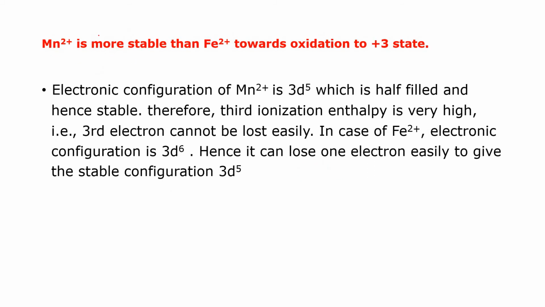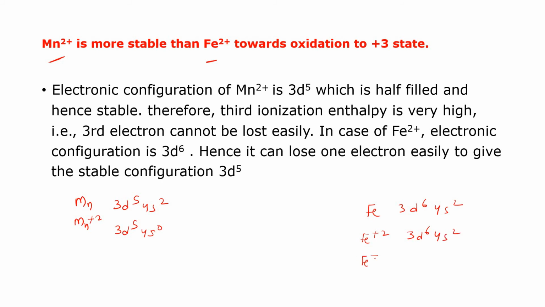Manganese +2 and Fe +2, if you consider these two, which is more stable towards +3 oxidation state? See, I have taken manganese here, 3d5 4s2. Here I am taking iron, 3d6 4s2. First of all, we see Fe +2 and Mn +2. Mn +2 means 3d5 4s0. Fe +2 is 3d6 4s0. Now if I want to write Fe +3, what I have to do? I have to remove electrons from where?